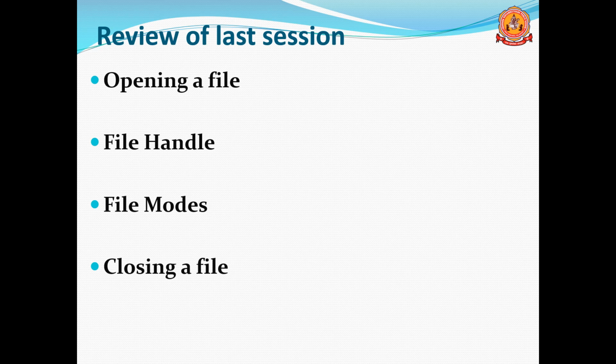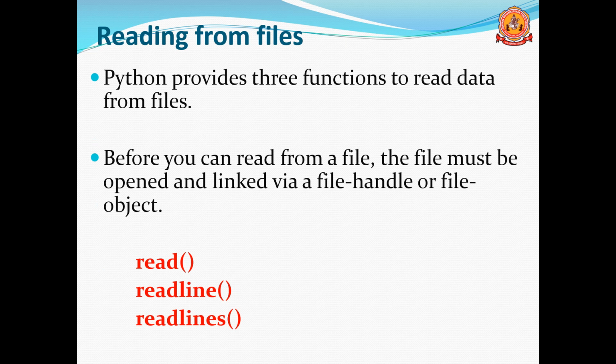Then the file handle is required to link your file and program. The next one is the file mode. There are mainly three modes: read mode, write mode, and append mode. Extra options are also available: r plus, w plus, a plus, that is read and write, write and read, and append. Those are the different modes available to open a file. After that we should close the file. File closing is necessary because whichever changes you made should be stored inside your file, and for that purpose you should close the file.